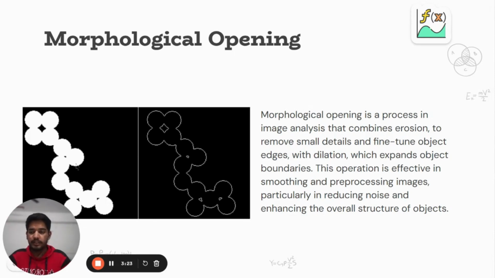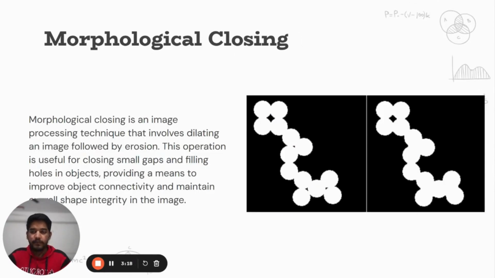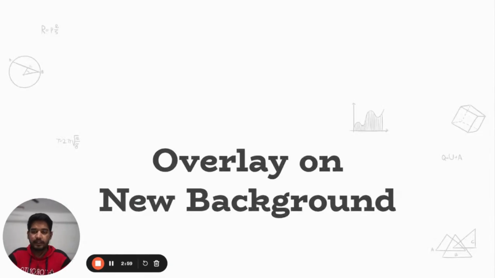So here in the image we can see we have applied the morphological opening operation. Now let's talk about the morphological closing operation. This technique involves first doing dilation of the image followed by erosion. This will fill the gaps between the shapes, improve the connectivity and maintain the contour of the shapes. So that's it from my side.